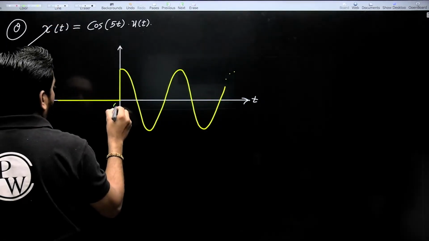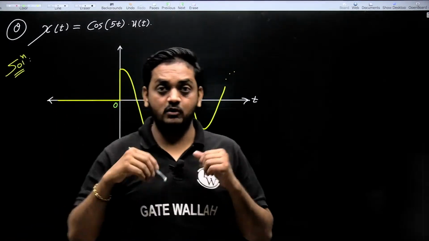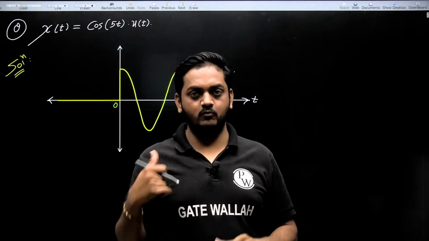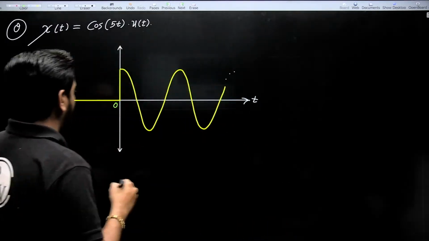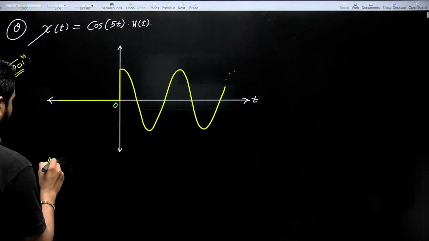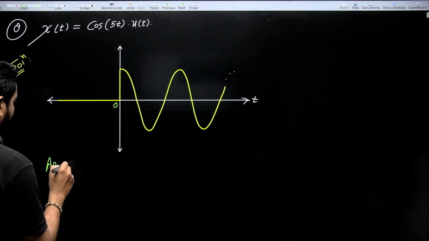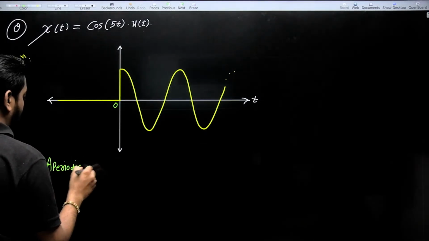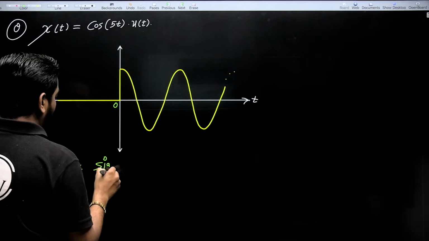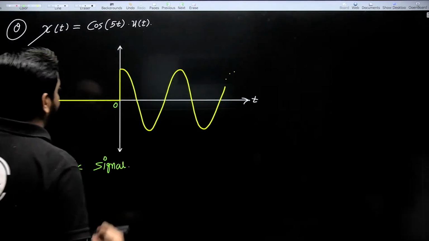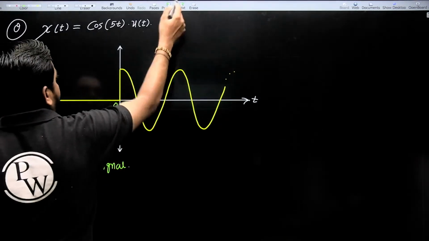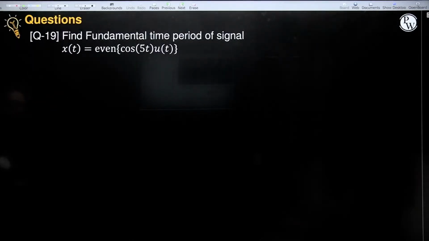So overall it is an aperiodic signal, because all the periodic signals are everlasting signals. It should be periodic from t equal to minus infinity to plus infinity. So this is known as an aperiodic signal. You can say it is a causal periodic signal, as it is periodic for t greater than 0. First priority is aperiodic signal, second priority is causal periodic signal. Correct?